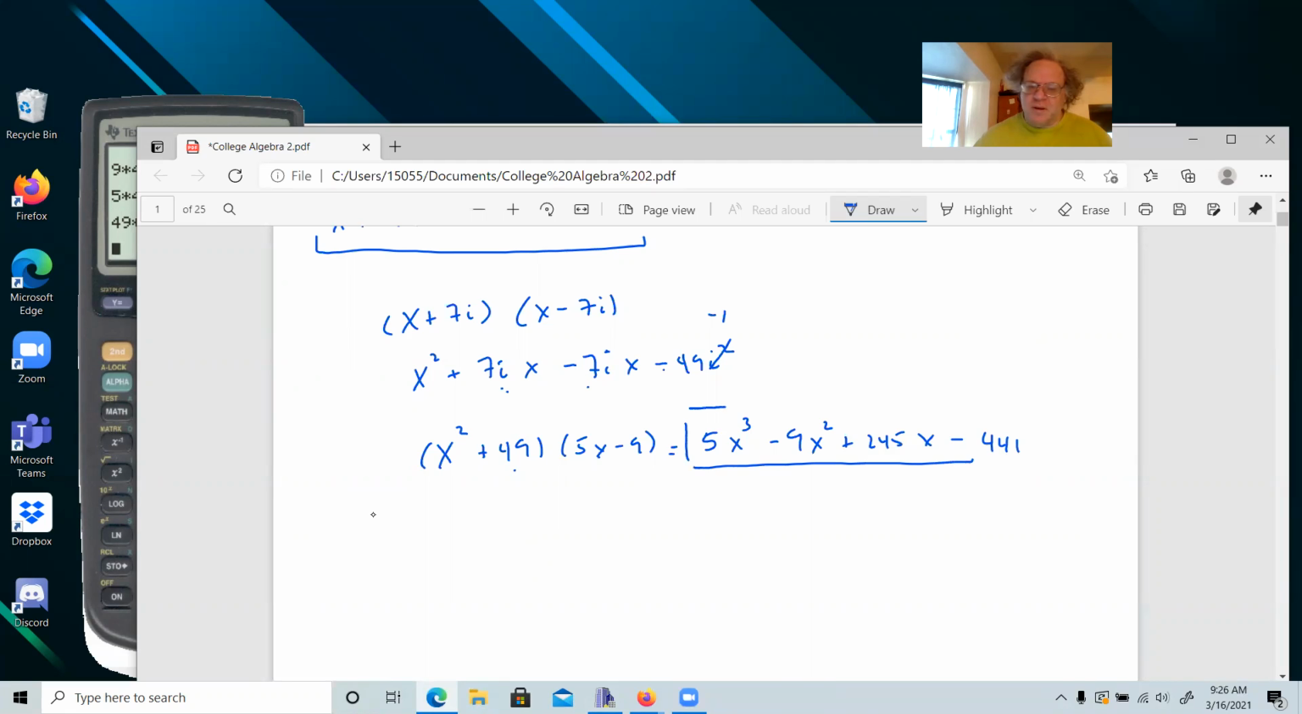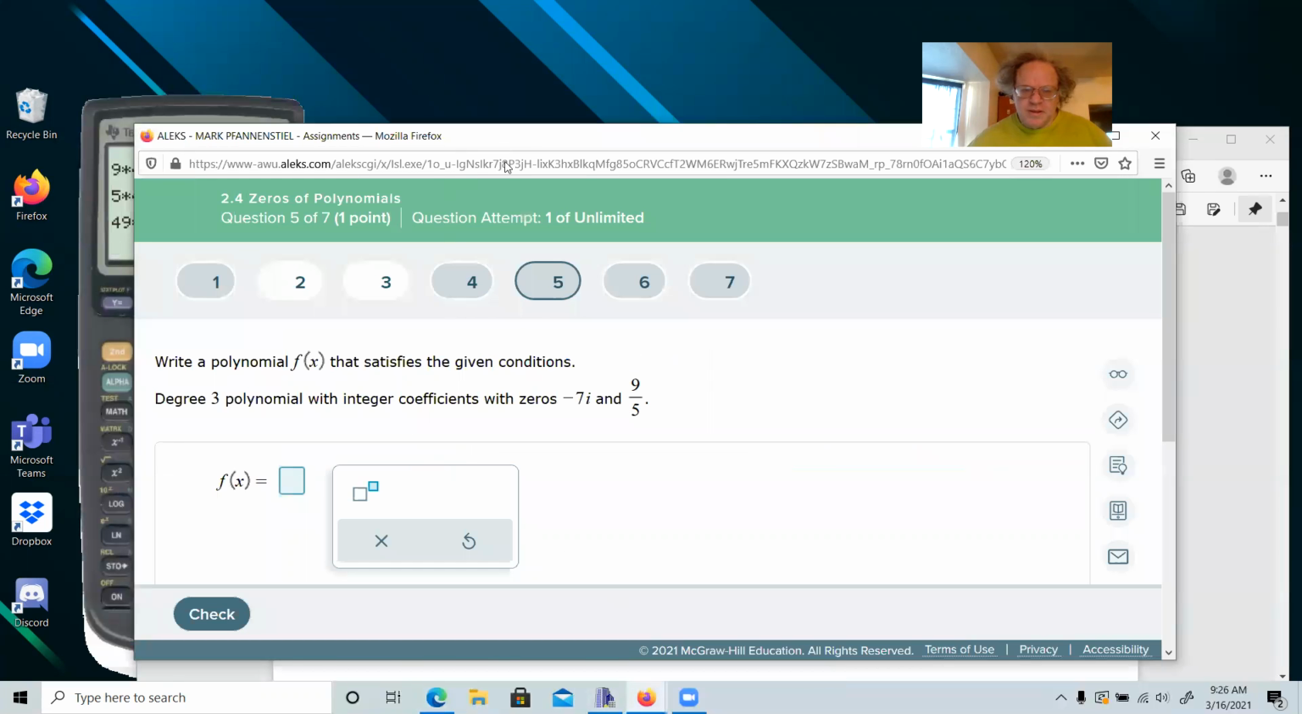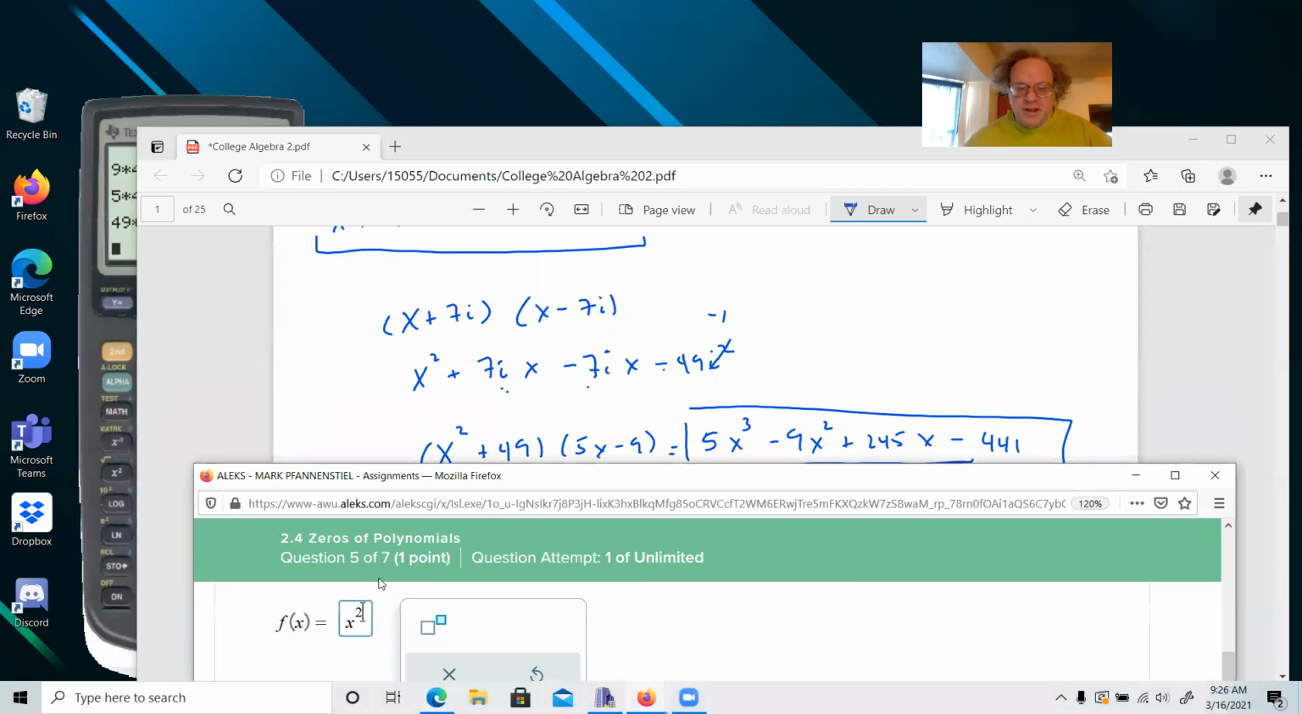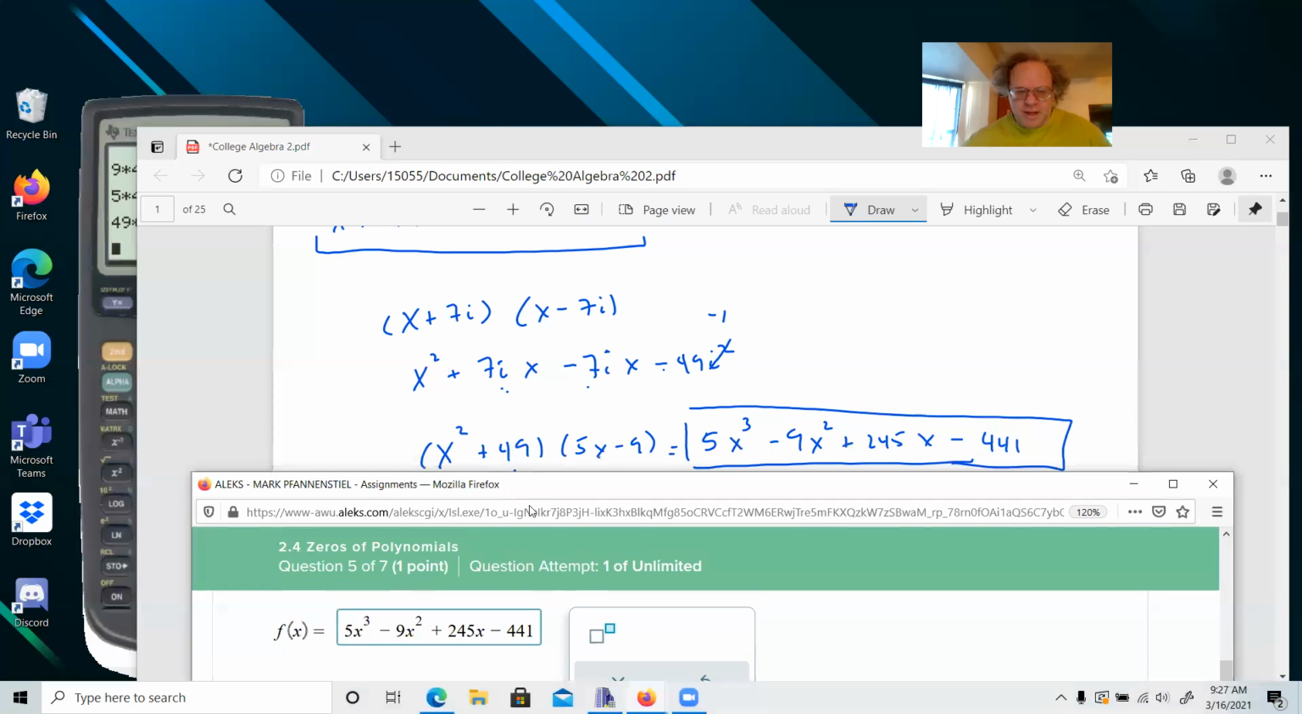Let's see if it works. And notice all of those steps had to be good. So if you messed up your arithmetic on any of those, it ain't going to work. Oops. Speaking of messing up my arithmetic, 5x to the 3, glad I said we have a cubic, minus 9x squared plus 245x, excuse me, minus 441. All right. And let's check.